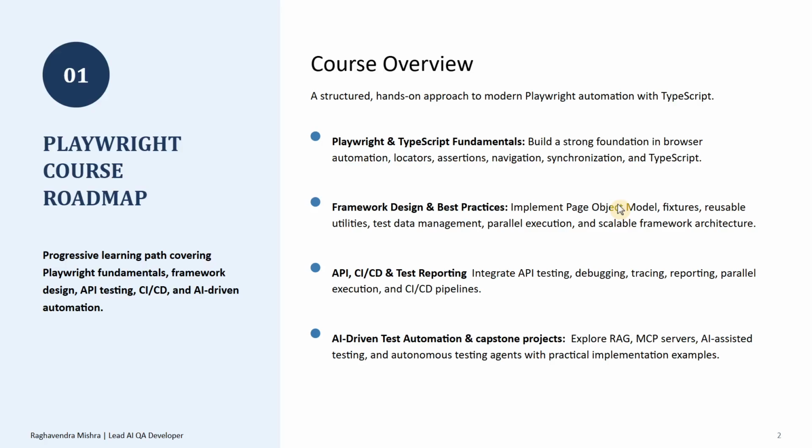Then we will move on to the advanced topics like API testing, visual regression, network interception, authentication, data-driven testing, parallel execution, CI/CD of course, and reporting, cross-browser testing, visual testing, and component testing. And then the exciting part is that we will also explore the AI era of test automation, including RAG, Playwright MCP, autonomous testing agents, and self-healing, which I'm going to teach you in this series.